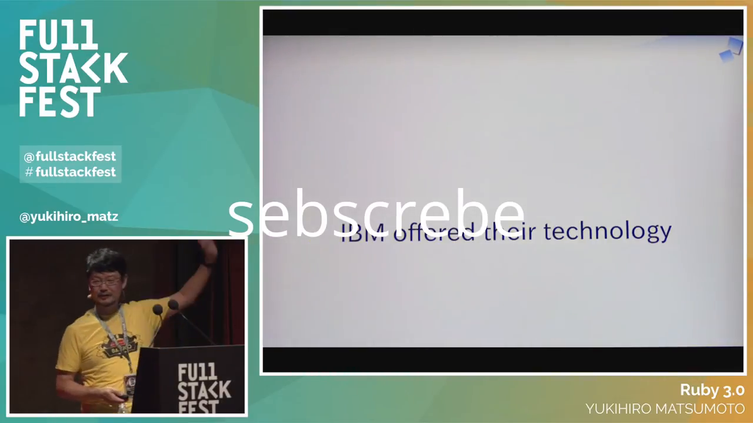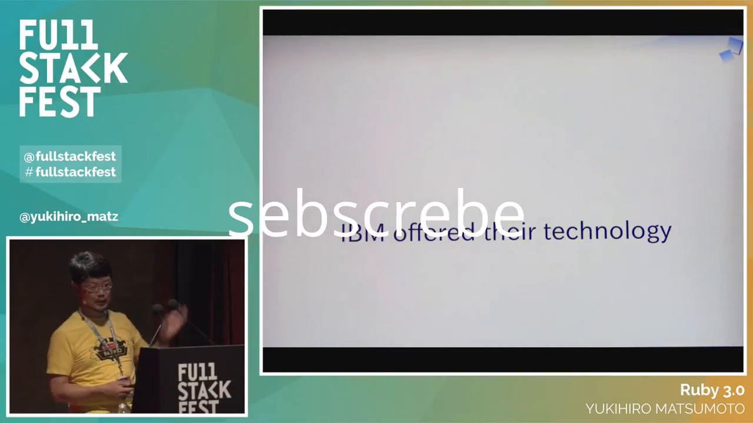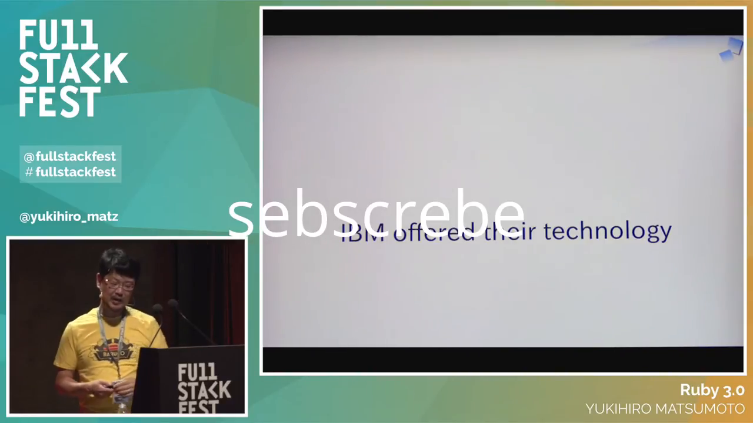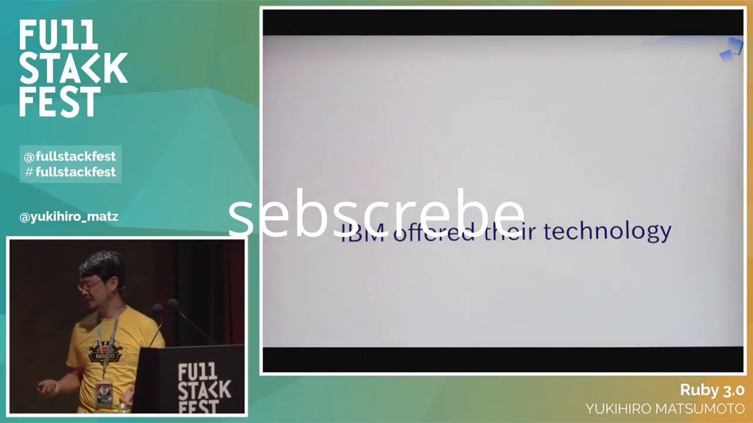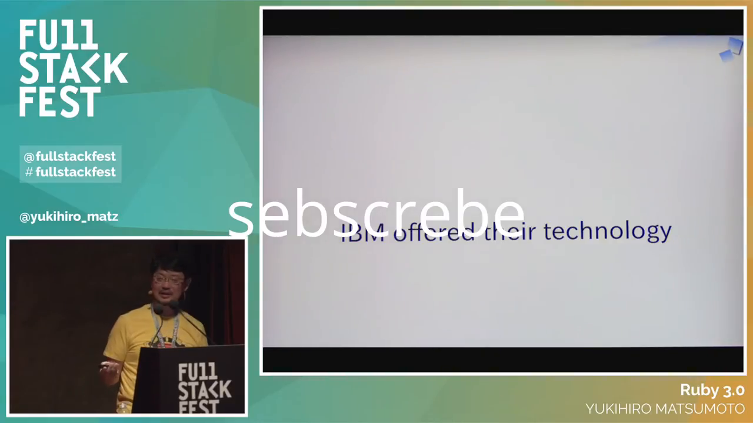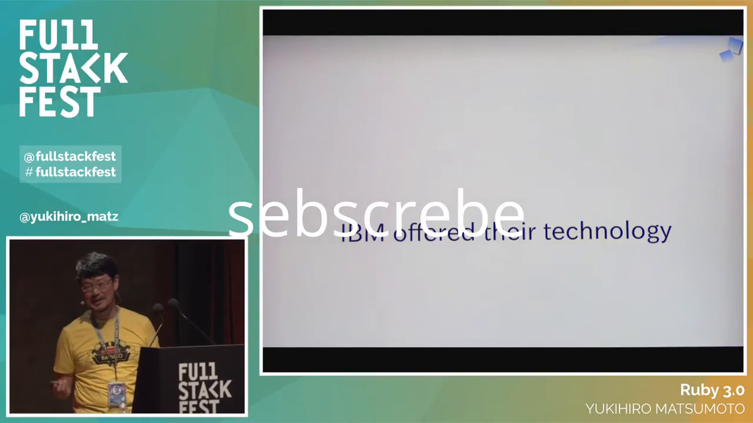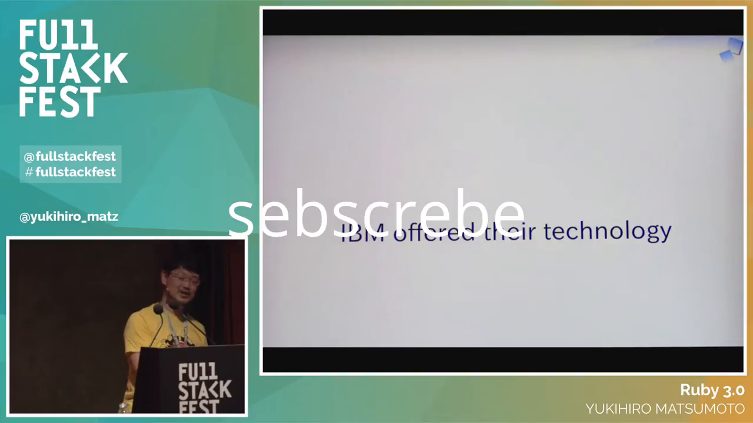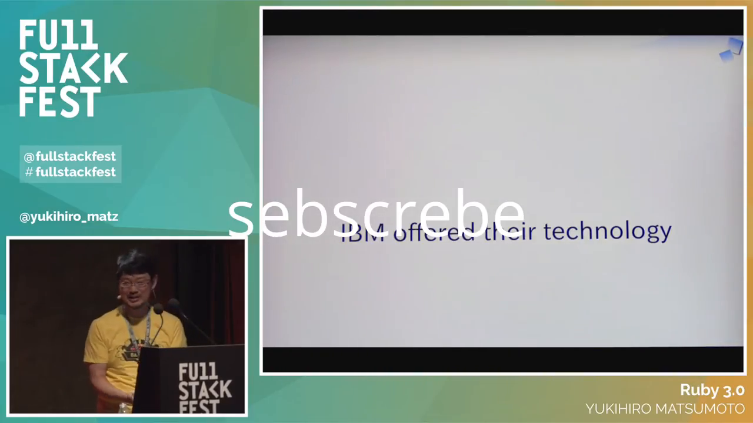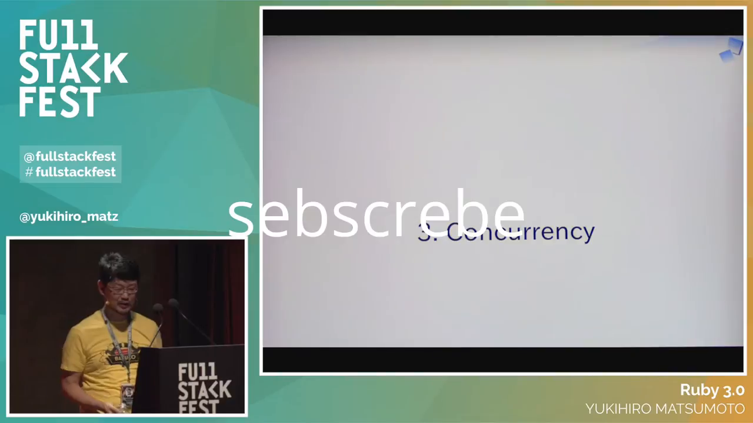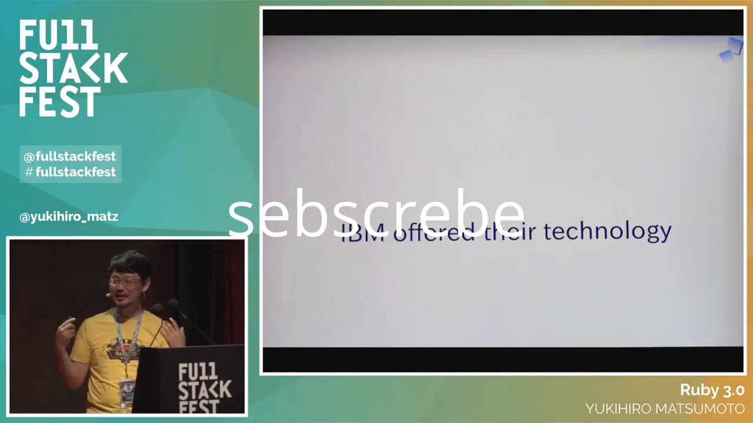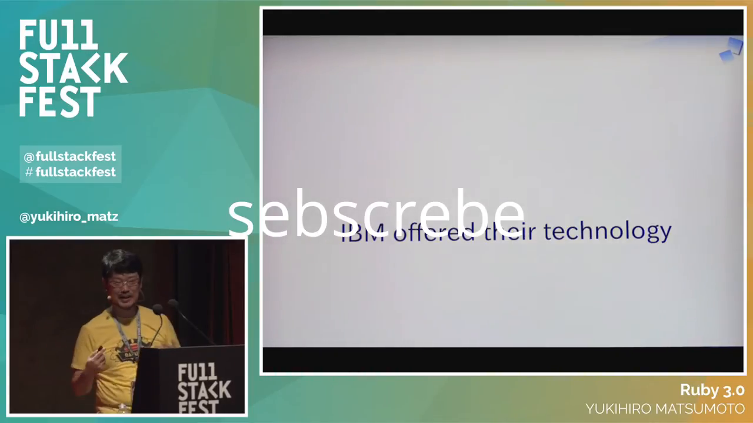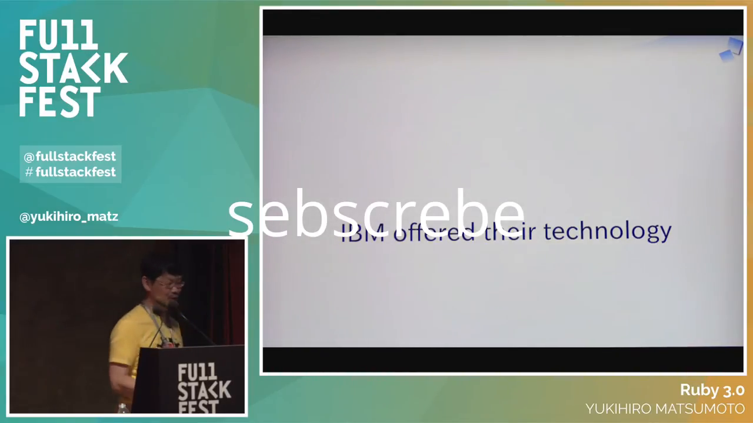Actually, a few weeks ago, IBM offered JIT technology for Ruby. But I haven't talked with them yet, so I don't know what their intention is or what technology they are going to offer. But we very much welcome their offer. So I wish we could do anything better to make Ruby faster for Ruby 3.0 or earlier.